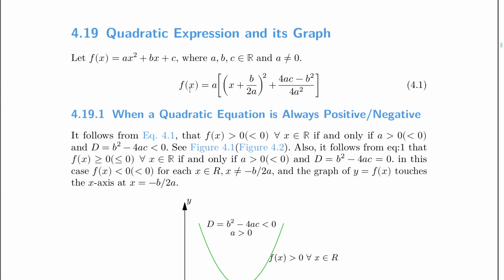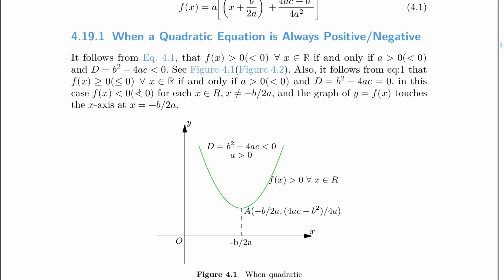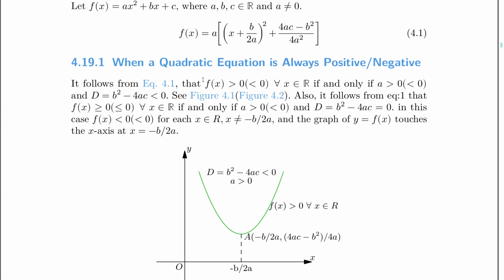For the sake of argument, we rewrite this function as f(x) is equal to a into (x plus b by 2a) whole square minus (b square minus 4ac) by 4a square. This is equation 4.1. You might refer to it. So from this equation, we see that f(x) is greater than 0 or less than 0 for all real values of x if and only if a is greater than 0 or less than 0 respectively.